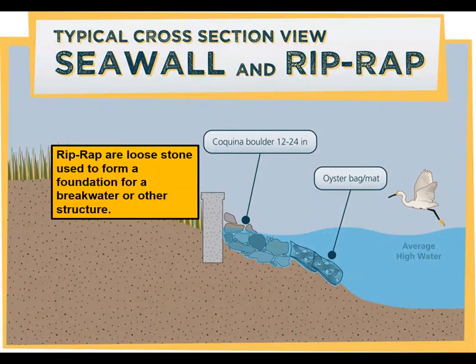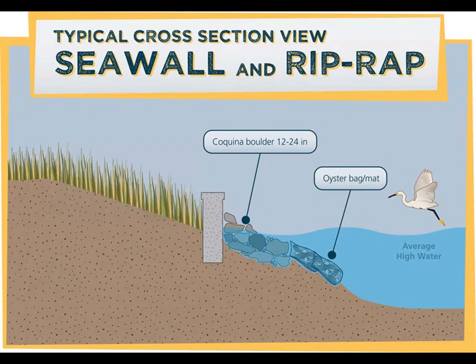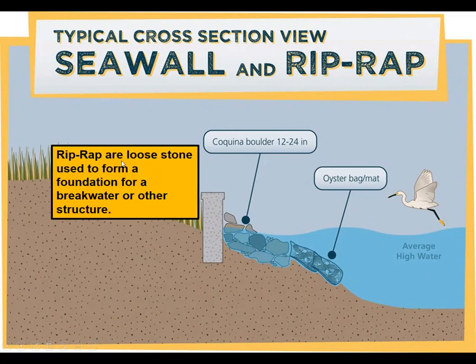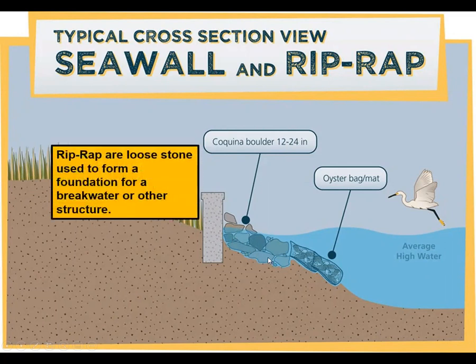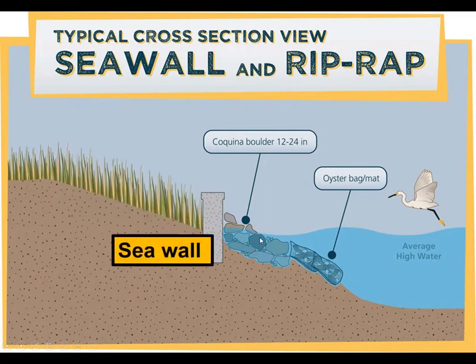Another way to prevent erosion, especially in an area that is close to the coastline, is by building seawall and riprap. Okay? Riprap are loose stone used to form foundation for breakwater or other structure. So these are the riprap right here. These riprap are loose stones and rocks right here. These are the riprap. And then this one here is the seawall.